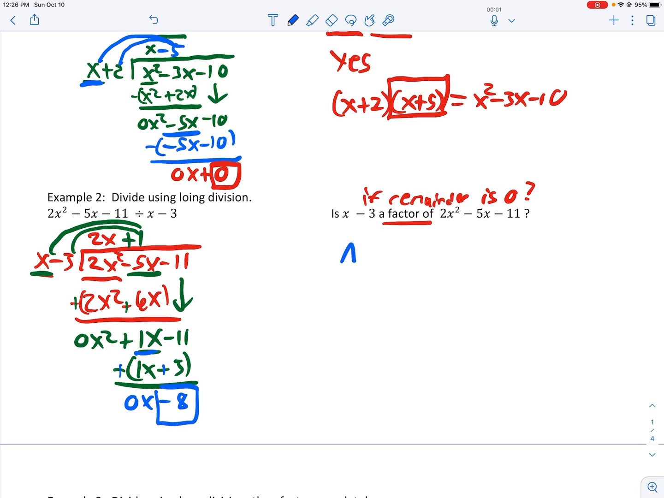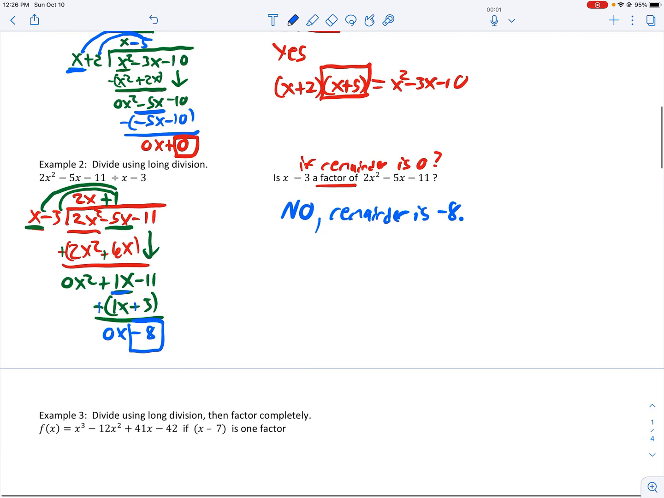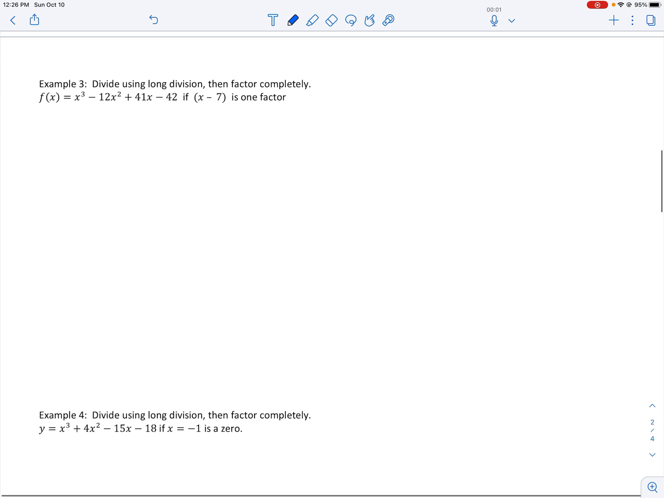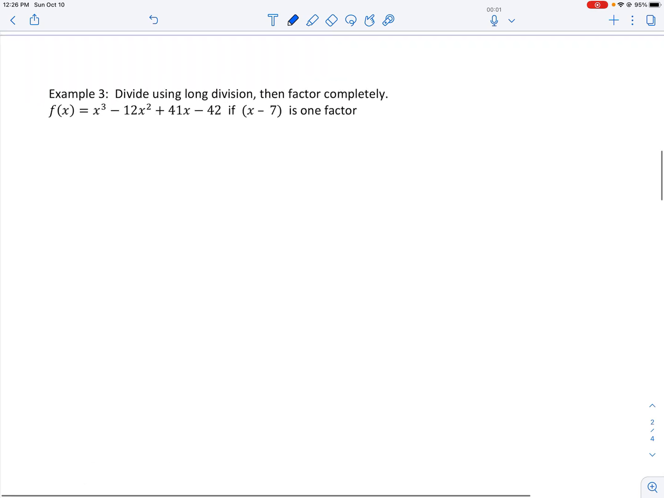So is it a factor? No. Right? Because the remainder is negative 8. It should be 0 in order to be a factor. Okay, so moving on. So example 3 and 4, we're actually going to apply it to things that we're going to be using for graphing. So we're going to divide using long division so we can factor.